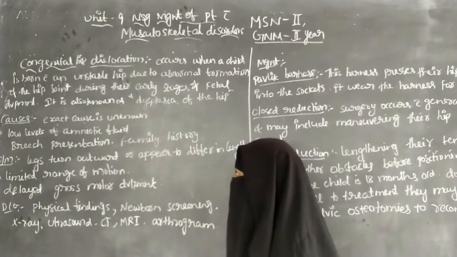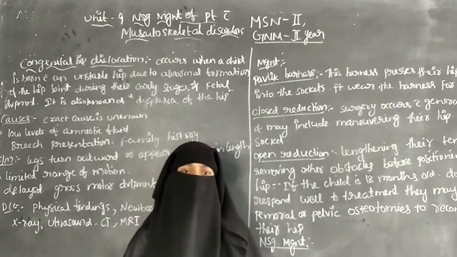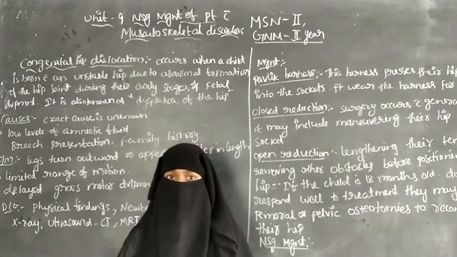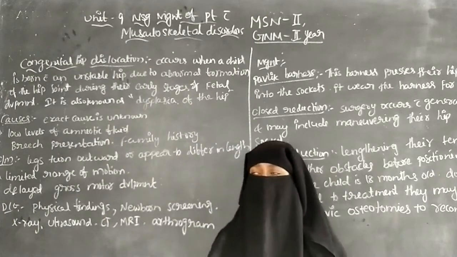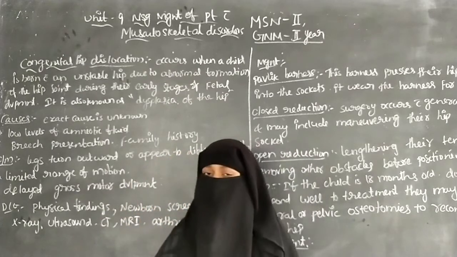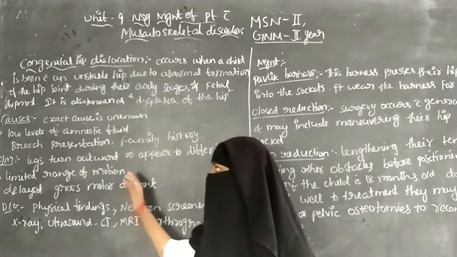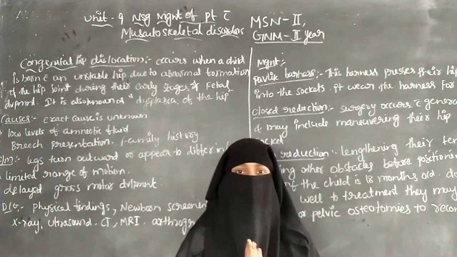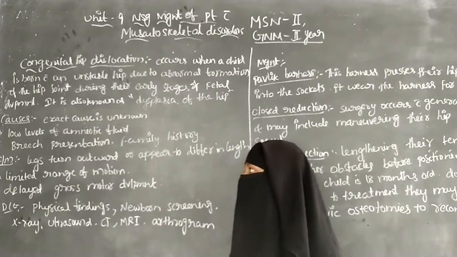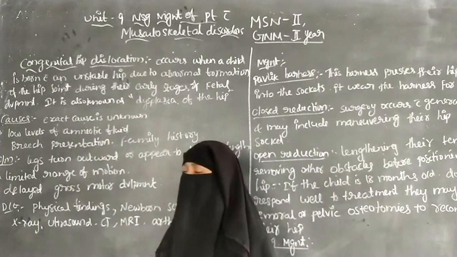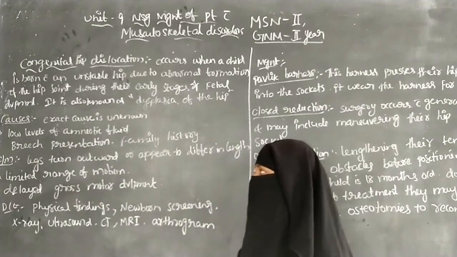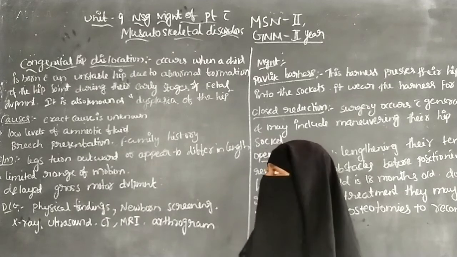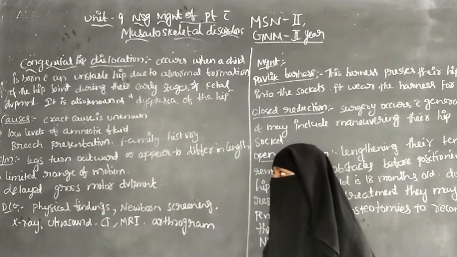The next one is family history. If family members have any history of congenital hip dislocation, there are more chances of getting dislocation of the hip. So these are the causes: the exact cause is unknown, and it may be caused by low levels of amniotic fluid, breech presentation, and any family history.